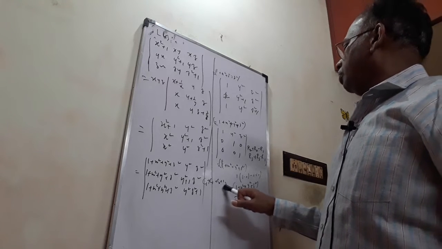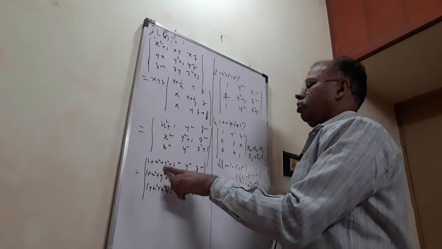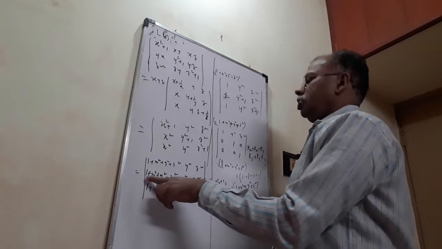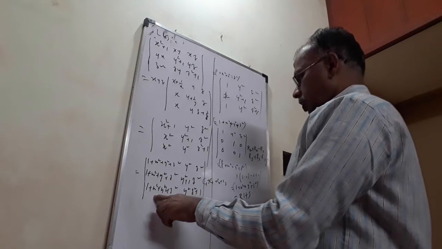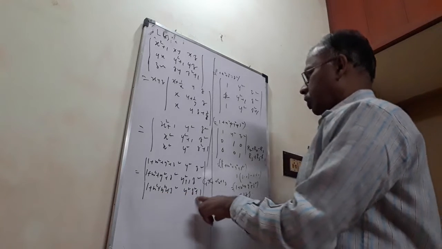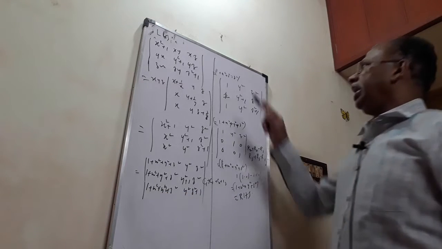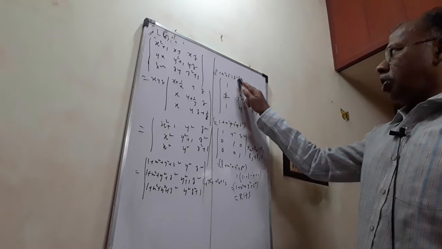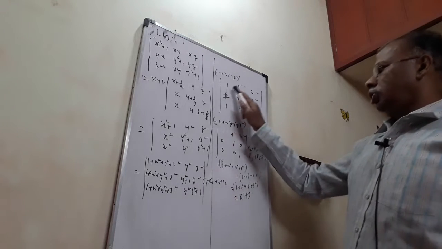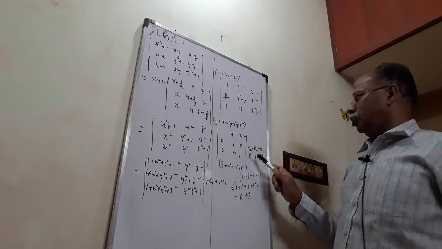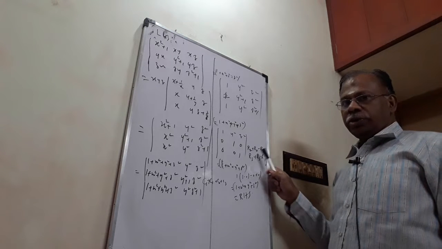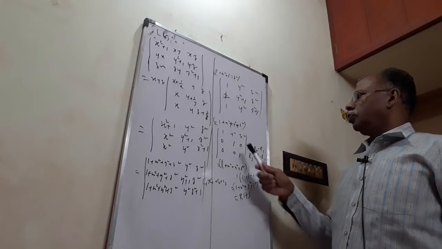Apply C1 going to C1 plus C2 plus C3. 1 plus x square plus y square plus z square, y square, z square. 1 plus x square plus y square plus z square, y square plus 1, z square. 1 plus x square plus y square plus z square, y square, z square plus 1. Take 1 plus x square plus y square plus z square as common from C1. 1, y square, z square; 1, y square plus 1, z square; 1, y square, z square plus 1. Apply R2 going to R2 minus R1, R3 going to R3 minus R1.